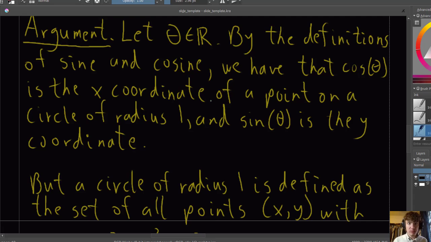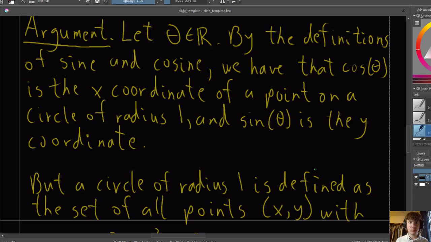So at the beginning we assume theta is any real number, so let theta be in R. Now we're going to remember the definitions I gave in the first video. Those were the definitions of sine and cosine, where sine is the y-coordinate of a point at a given angle theta on the unit circle. Cosine is the x-coordinate. So I'm just going to say that here. By the definitions of sine and cosine, we have that cosine theta is the x-coordinate of a point on the unit circle, or also known as the circle of radius 1. And sine theta is the y-coordinate of that same point.